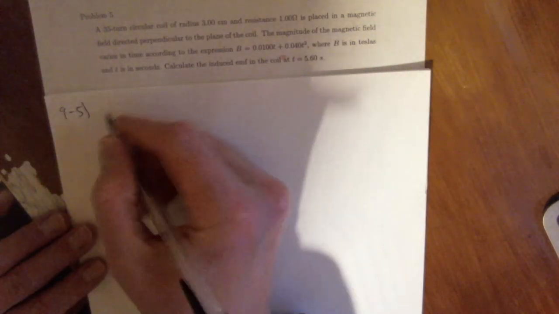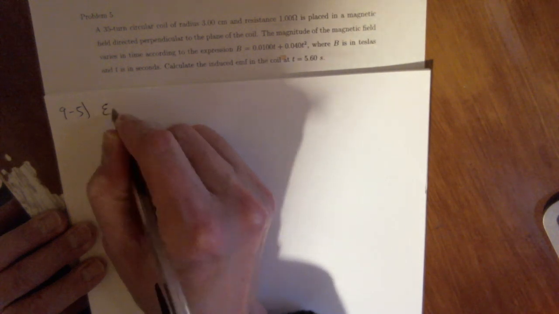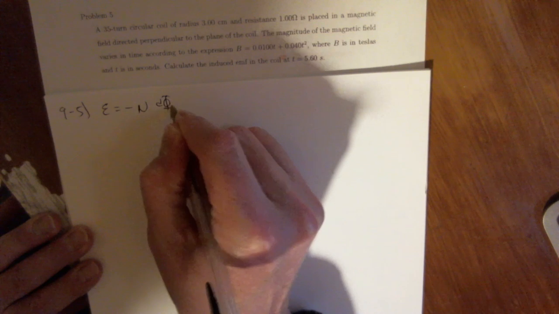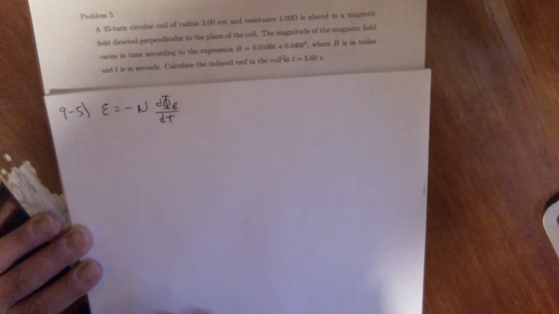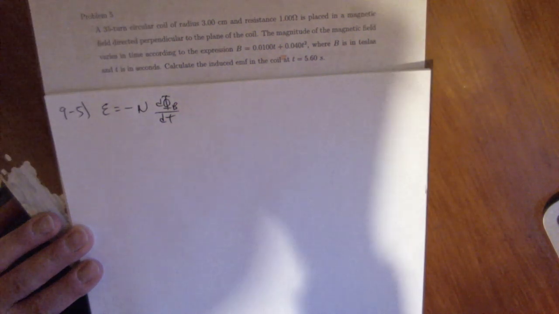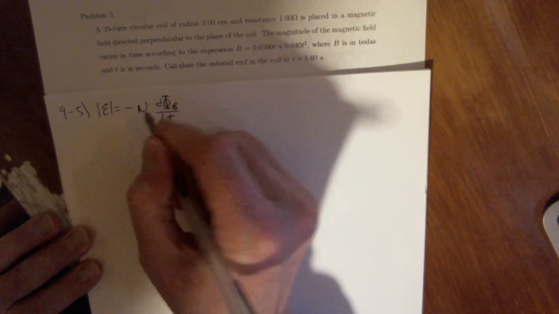So I write down Faraday's law, which is that the EMF is minus N d phi dt, and I'm really interested just in the magnitude of the EMF because I'm not given a diagram. I don't have to figure out which way the current's going to flow or anything like that. So I'm just going to take the absolute value of both sides.